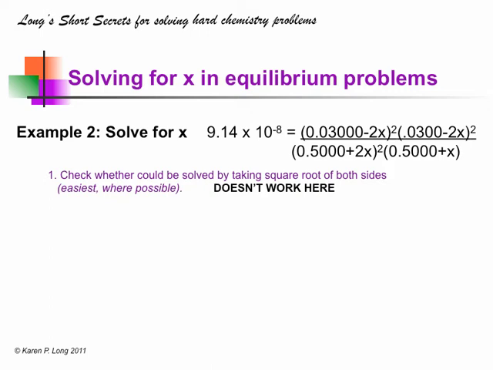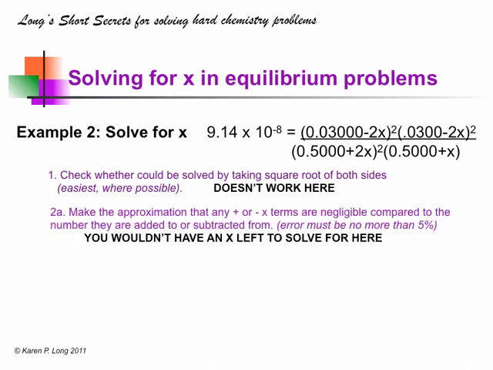Let's move to another problem. This one looks much worse. If we check to see whether we could take the square root of both sides, we're in trouble. You can't possibly just do that in a simple way on the right side. So let's try making the approximation that any plus or minus x terms are negligible compared to the number they're added to or subtracted from. In other words, we'll make all the minus 2x, plus 2x, and plus x terms 0. Well, that doesn't help because there's no x left to solve for now.